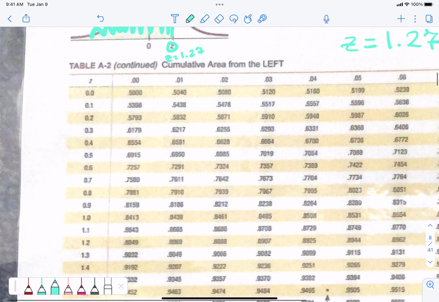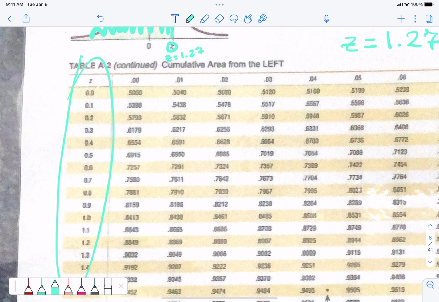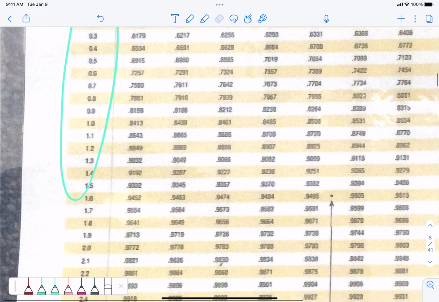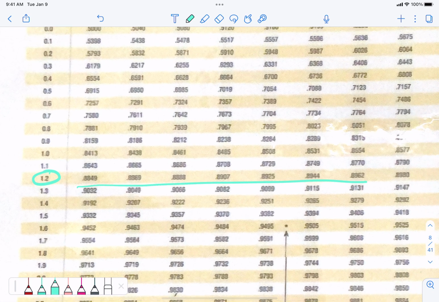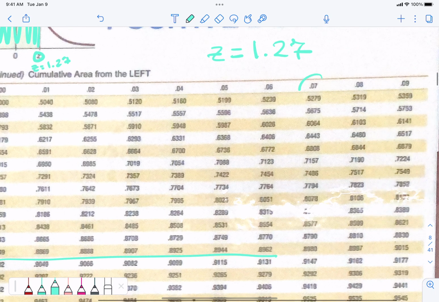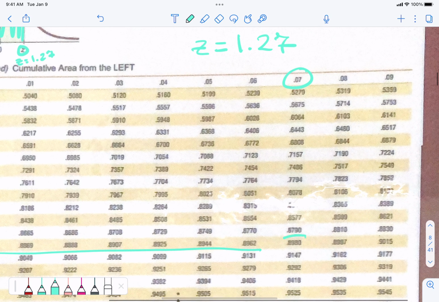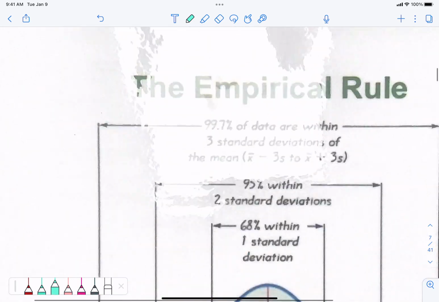Here's how this works, okay? You're going to start by looking at this column right here, and you're going to go to 1.2. You see 1.2 right here, and then you go all the way over to where it says 0.07 at the top, because that would be 1.27 together. And it says 0.8980. Is that right? Mine's kind of fuzzy. 0.8980. Agreed? Okay, I'm going to go back to my notes.